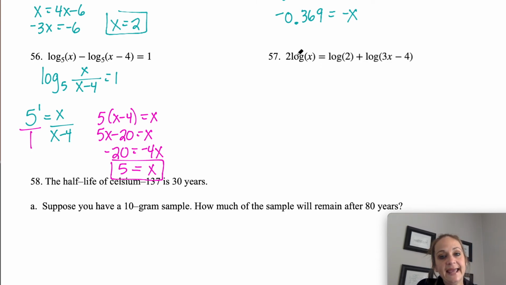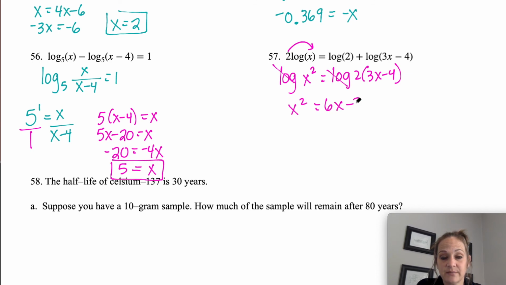In this case, I cannot do this because you have more than one log on the right hand side. You got to combine it into one log first. So I'm going to move this 2 back and make this a log x squared. And then this would be a log of 2 times 3x minus 4. Now that you have one log on one side and one log on the other side, now you may cancel them, leaving you x squared equals 6x minus 8.